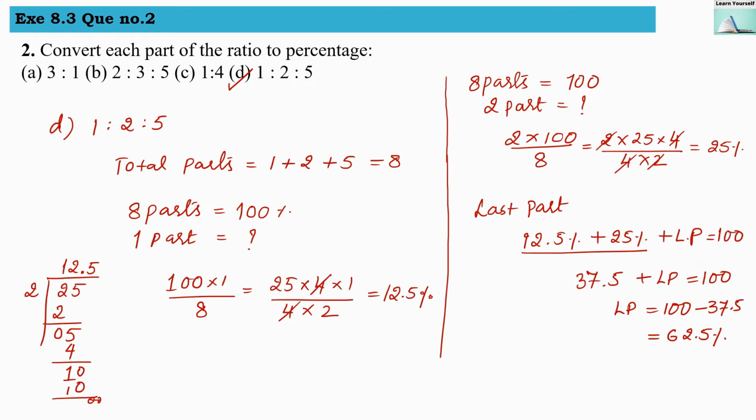Or we can follow the unitary method for the third part also. So our answer here will be one part equals 12.5%, two parts will be equal to 25%, and 5 parts will be equal to 62.5%.